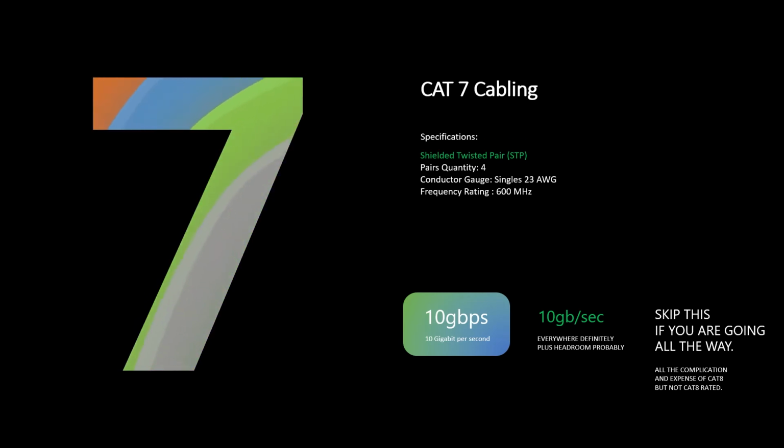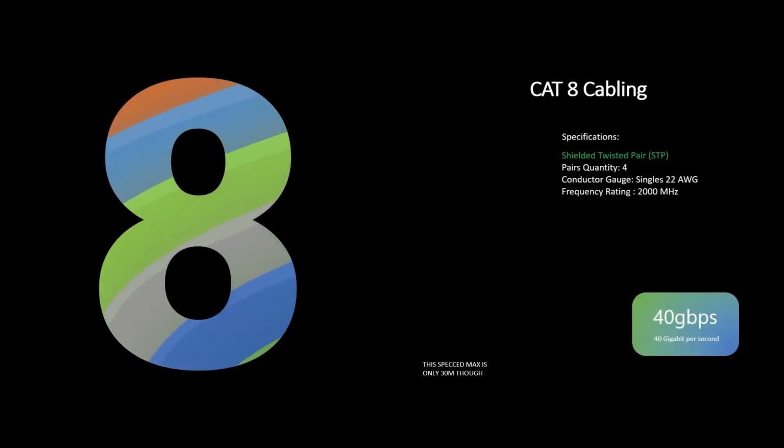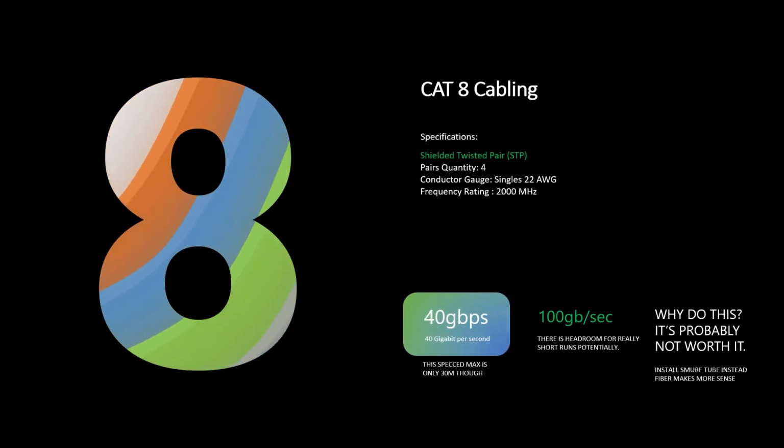But if you're going to do it, I suggest just skipping right over Cat 7 and going to Cat 8. Cat 8, like I said, has the thicker conductor, so that's nice if you're doing power over Ethernet stuff. It's rated for much higher speeds that already exist in the wild.